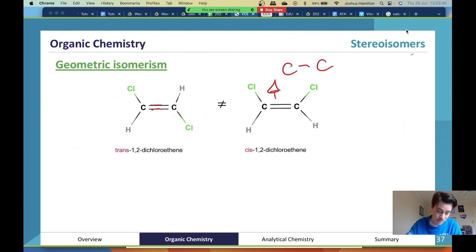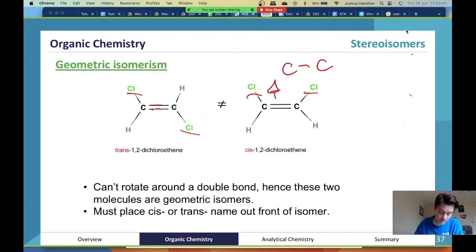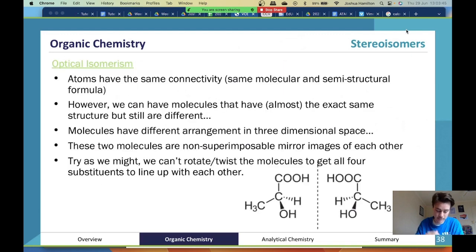These are on the same. So these are both at the top. This one here, they're in different. One's at the top, one's at the bottom. So trans, different, cis, same. But cis, same is the best way to remember it. So they cannot rotate around the double bond. Therefore, in three-dimensional space, they are different.